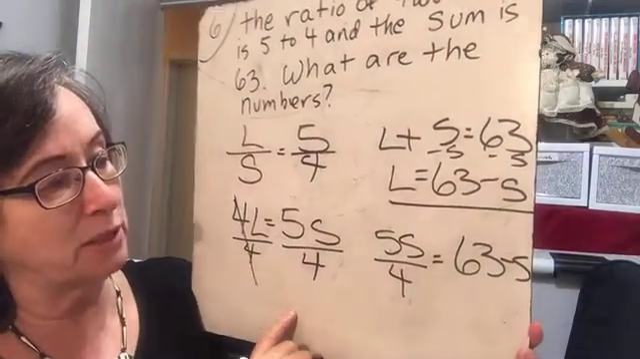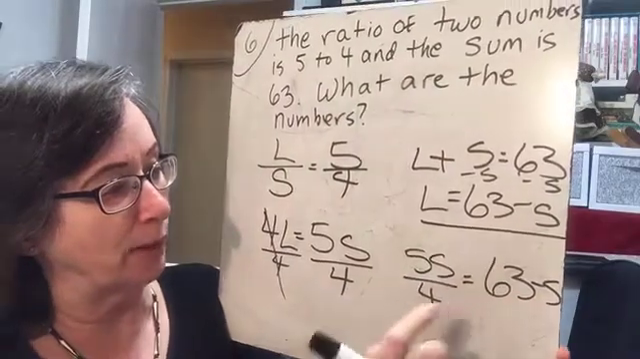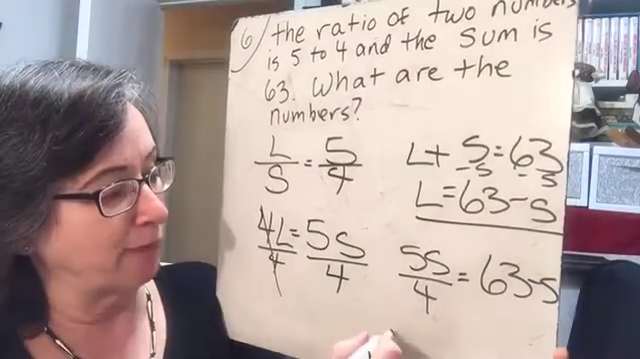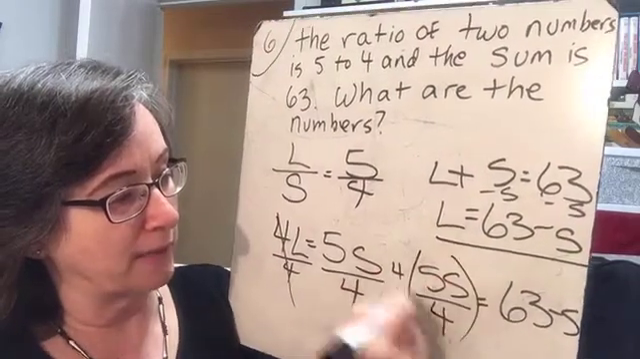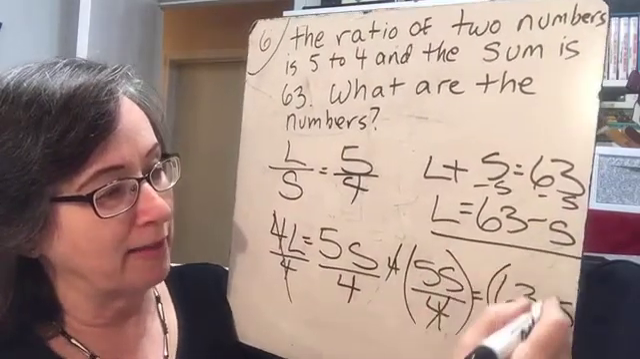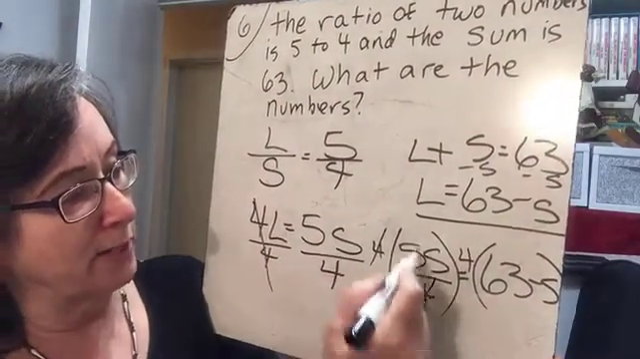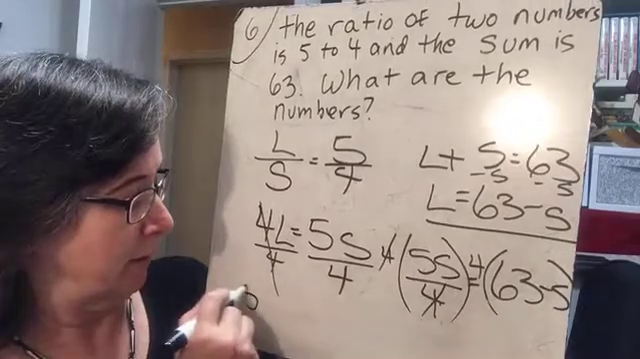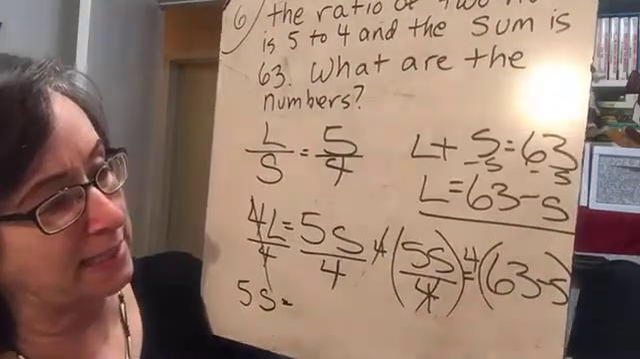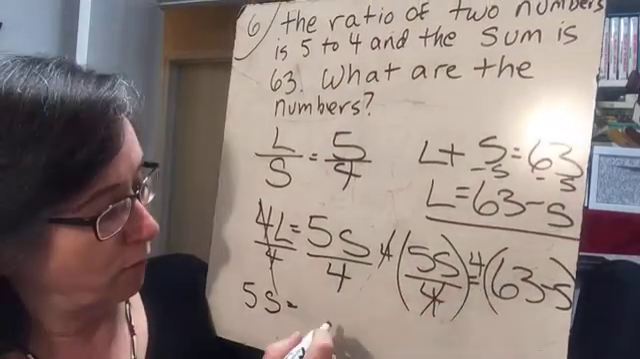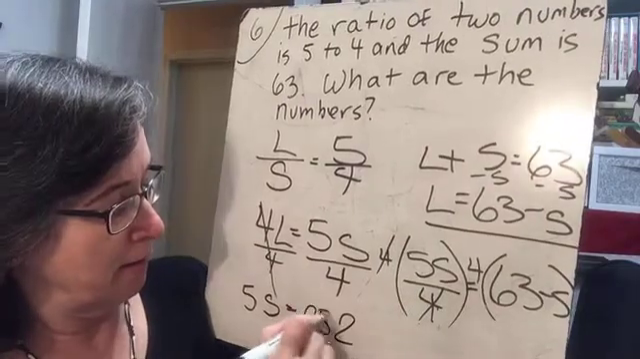Okay, so now just because it's easier to deal with something that's not fractions, I'm going to go ahead and multiply both sides by 4. When I multiply this side by 4, of course, this cancels. And when I multiply this side by 4, I'm going to get a big old number, but that's okay. So this one cancels and we get a 5S. I'll put it way over here. And then 4 times 63: 3 times 4 is 12, carry the 1, 24, 25.